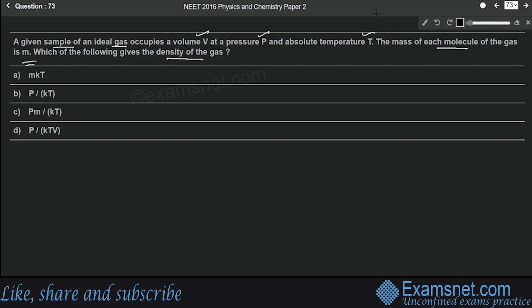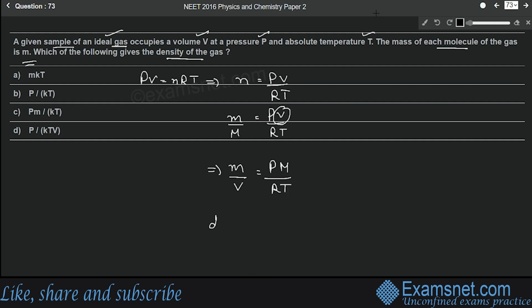Okay, so we know that for an ideal gas PV equals nRT. So from here the number of moles n will be equal to PV upon RT. Number of moles can be written as given mass by molar mass, so that is equal to PV by RT. But we have to find the density of the gas, that means mass by volume. So we'll take the volume on the left hand side, and we'll take molar mass on the right hand side. So mass by volume equals P into molar mass upon RT. So this is the density on the left hand side, mass by volume.